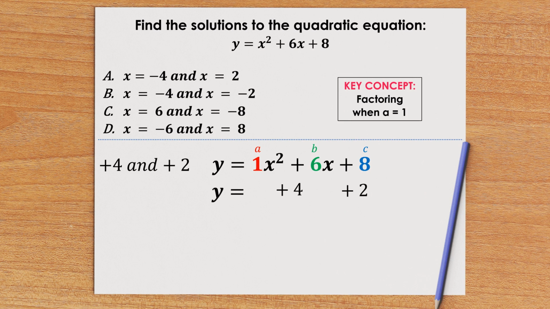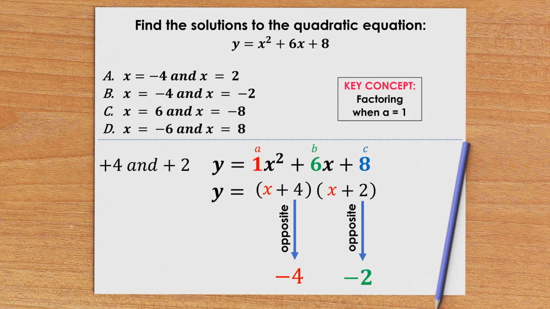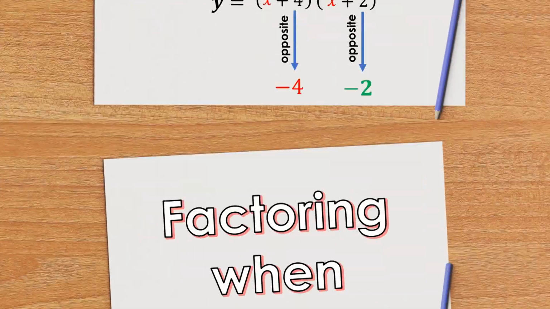The next step is to put them in a form called intercept form, which for a quadratic like this will always be two parentheses groups and one x in each, like so. The last step is finding the solutions, which is simply the opposite of what x appears to be. It looks like the answer would be +4 and +2, so the actual solutions to the quadratic will be x equals -4 and -2. Let's take a look at another one.